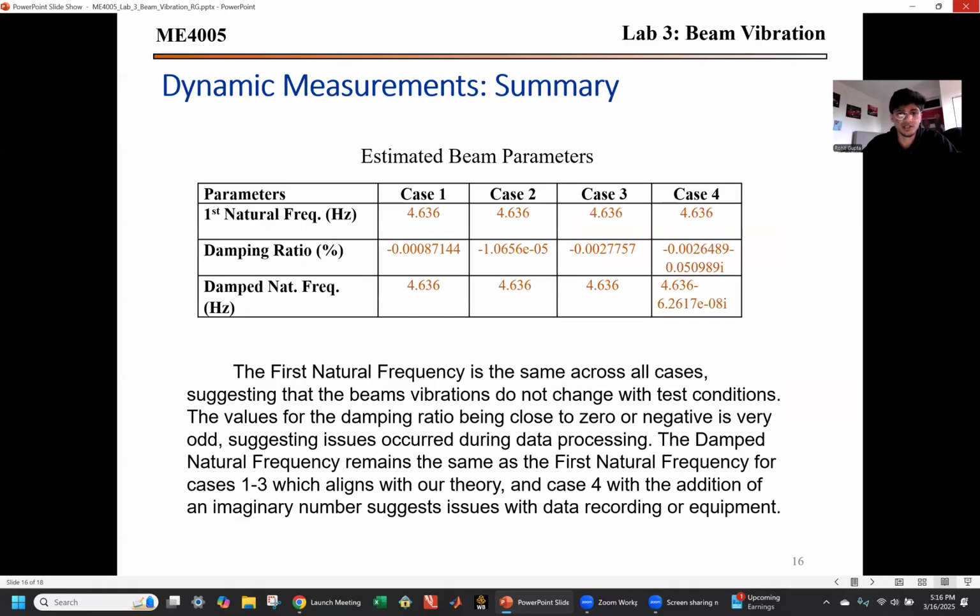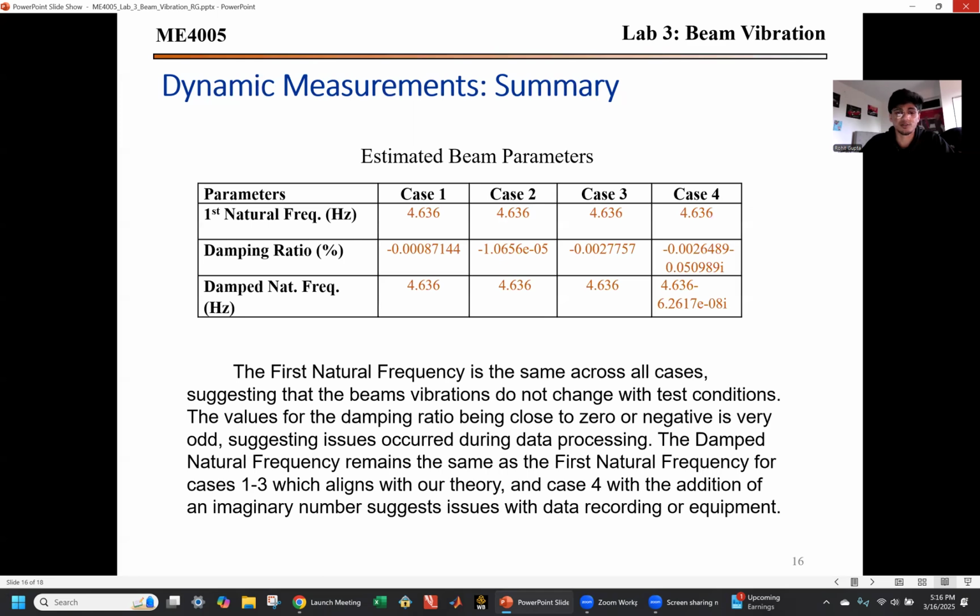And this is the summary with all the cases and the natural frequencies. The first natural frequency was the same across all cases, suggesting that the beam vibrations do not change with different test conditions. The values of the damping ratio being close to 0 or negative is very odd, suggesting that issues occurred during data processing.